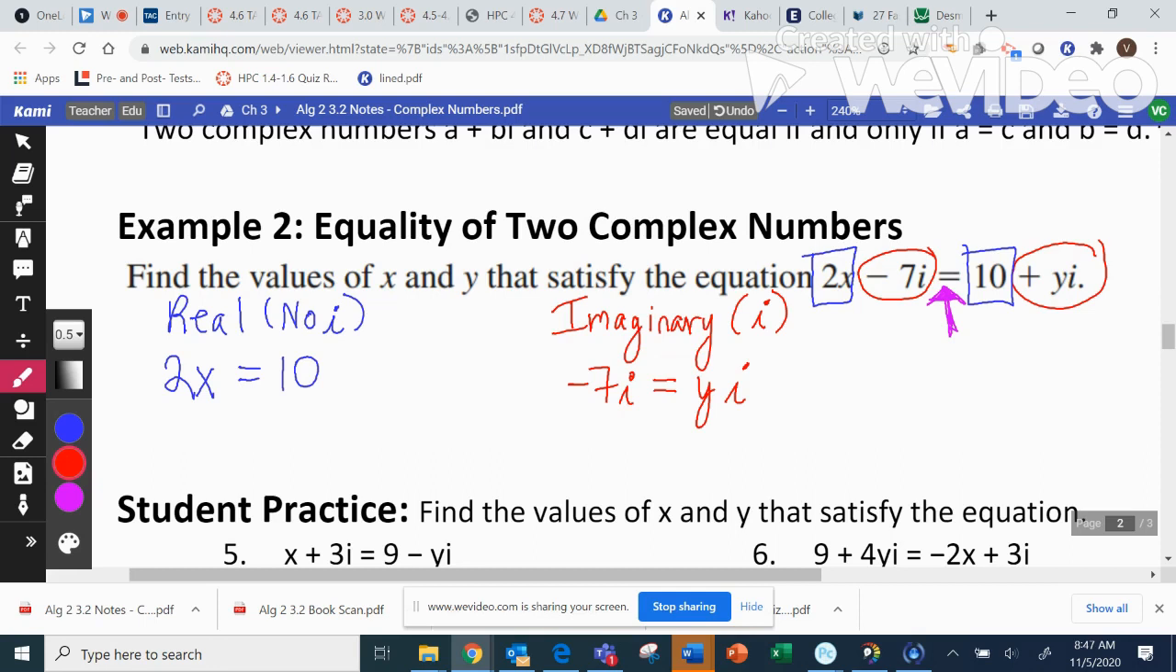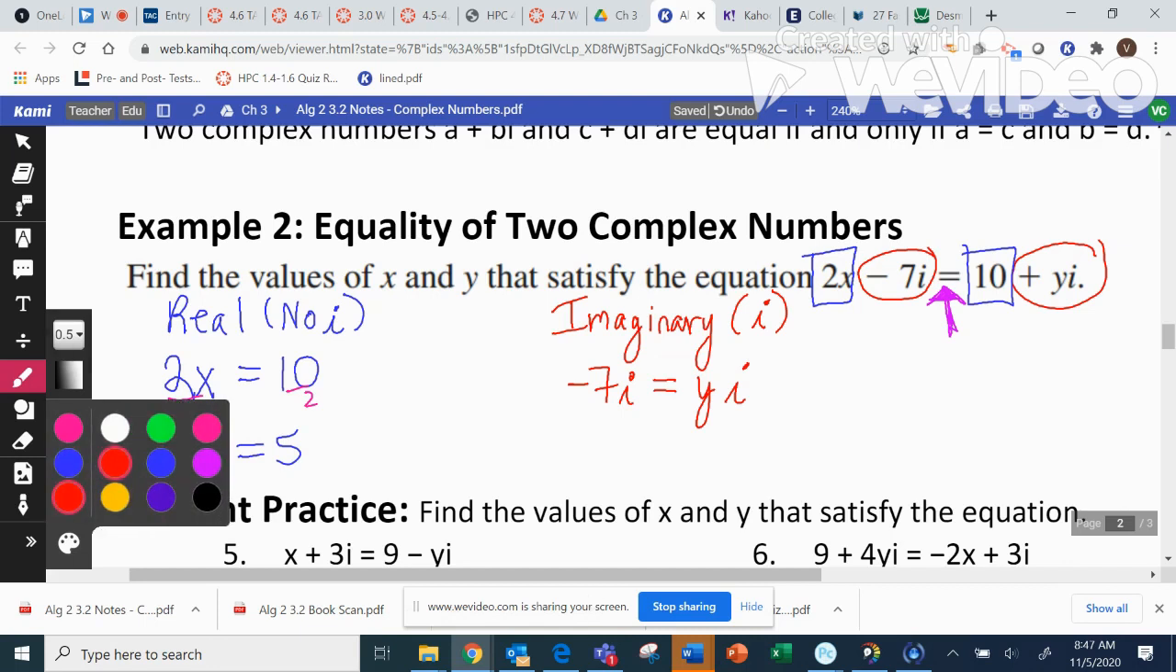Guess what we're going to do? No guesses? Nina, you guess what I'm going to do with that 2x equals 10? Just guess. I'm going to solve for x, yes. I'm going to divide by 2 and solve for x. I'm going to find out that x equals 5. And negative 7i equals yi.